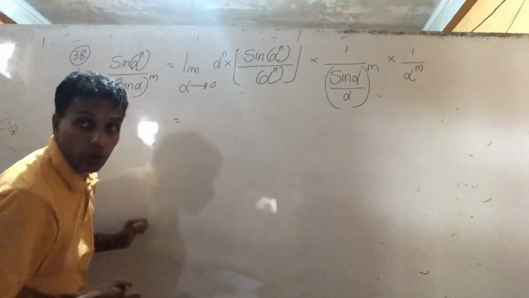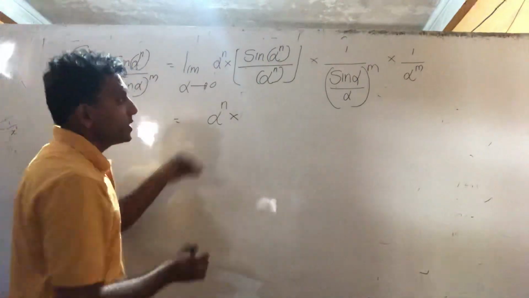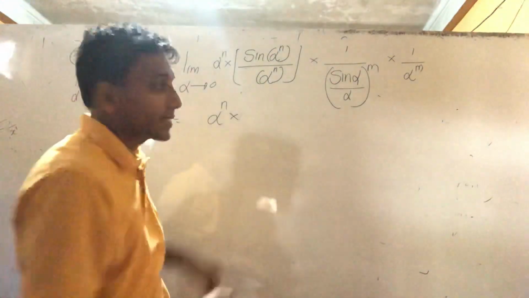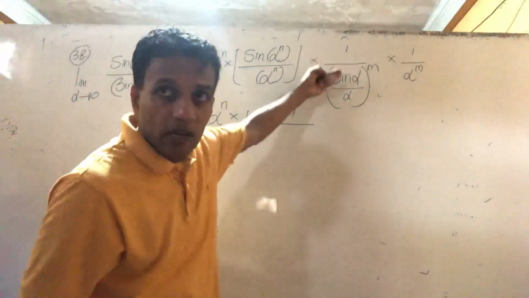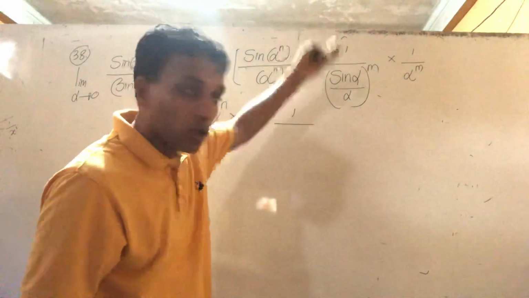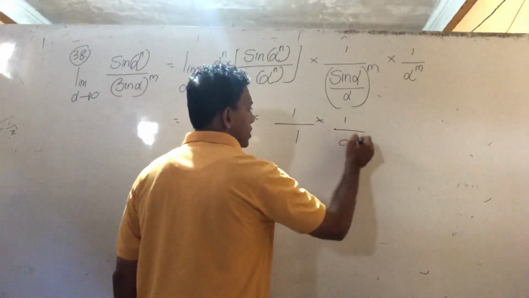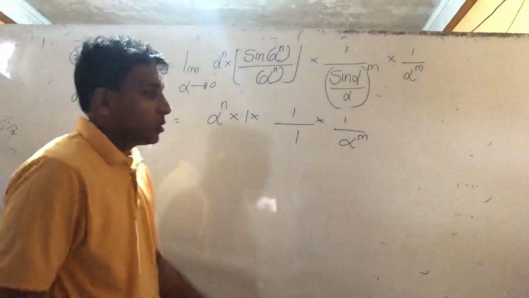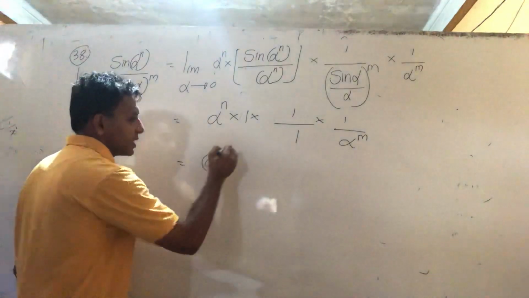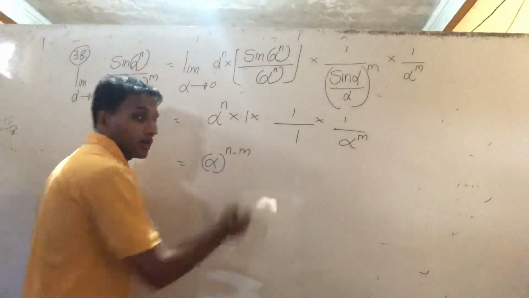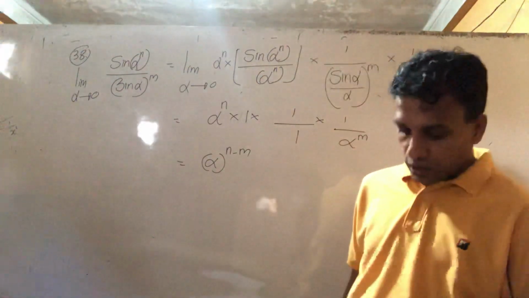Therefore the answer: as alpha tends to 0, sine of alpha to the power n over alpha to the power n is the sine theta over theta pattern, so the answer is 1. And 1 over sine alpha over alpha to the power m is 1 to the power m, which is 1. Then alpha to the power n over alpha to the power m gives alpha to the power n minus m, since the bases are the same and we subtract the powers when we divide. This is the answer.